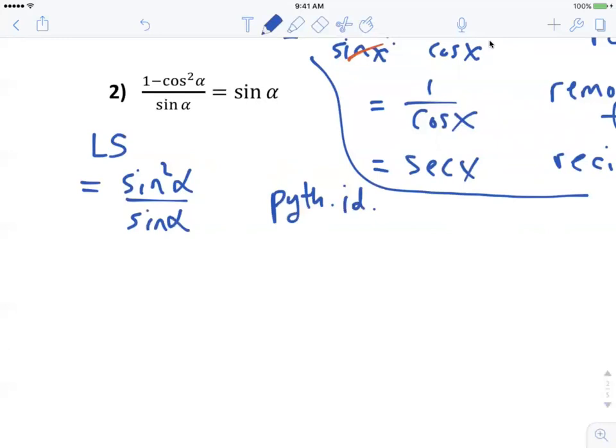Okay, now I can reduce this, right? So canceling a common factor or removing a common factor. If you want to show that, maybe a little, I could write sine squared as sine times sine, and then I can remove common factor.